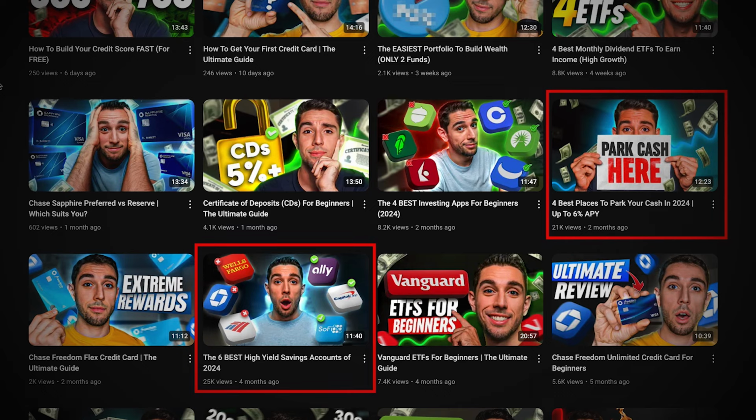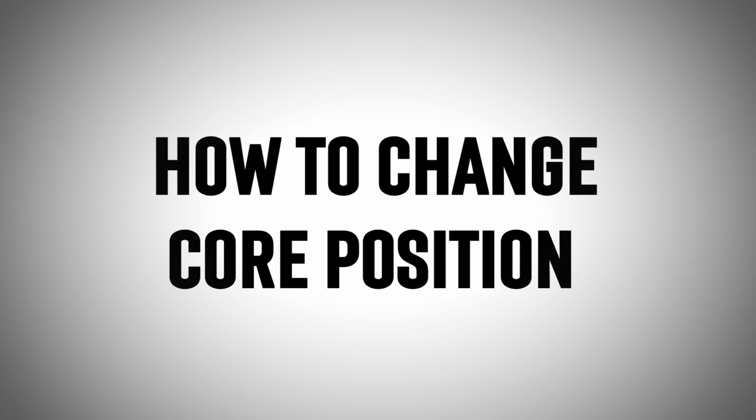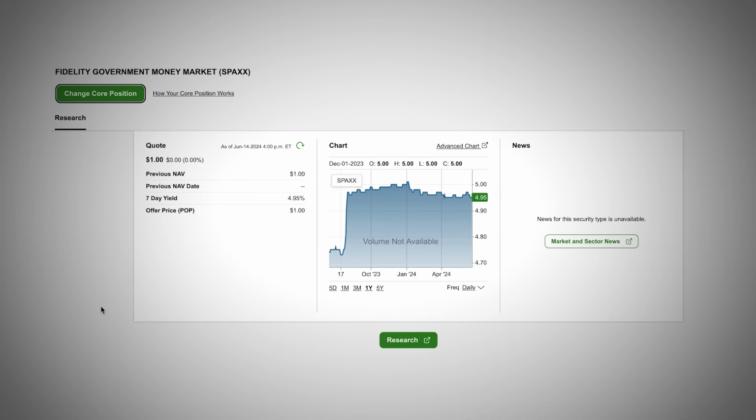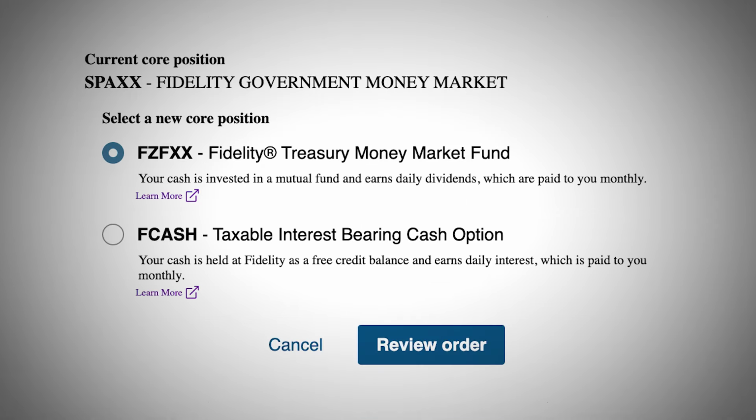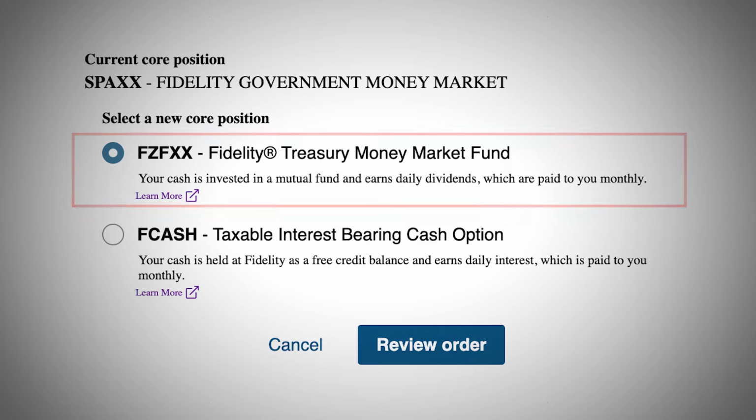Then you could really benefit from it. With that said, if you do want to change your core position, here's a quick overview on how you can actually do that. Now, as you can see from this page on my traditional taxable account, when you click on the specific core position that's in your account, it will show you all the details, where mine is SPAXX. When you click on change position, it gives you the option to select a new core position, which for this taxable account would be FZFXX or FCash.